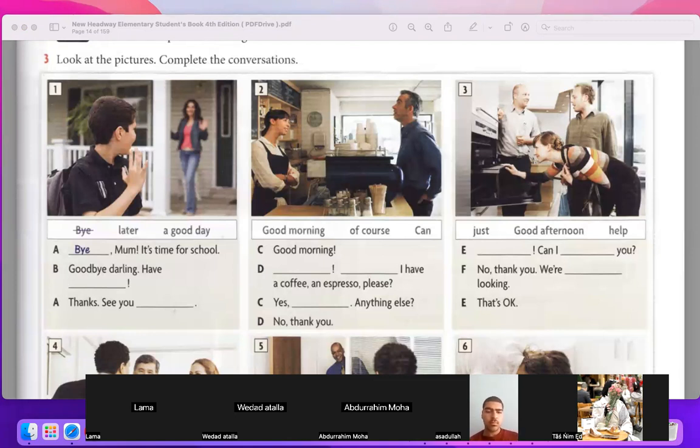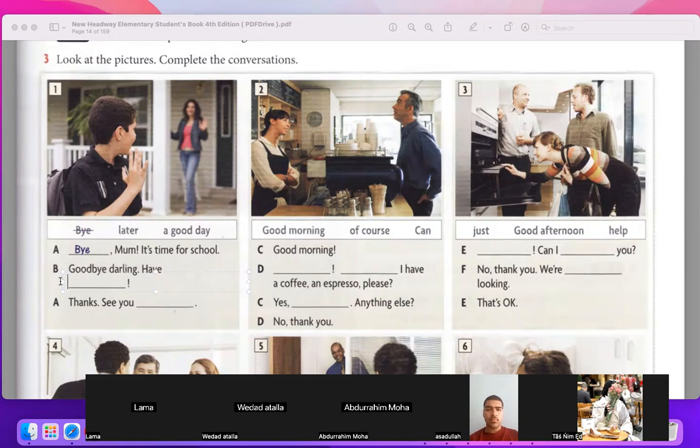Miss Widad, I think she's not. Goodbye. Okay, good. From the beginning, please. Read from the beginning. Bye. Okay. Bye, Mom. It's time for school. Continue, finish it all. Goodbye, darling. Have. Darling means dear. Goodbye, dear. Darling. Have.